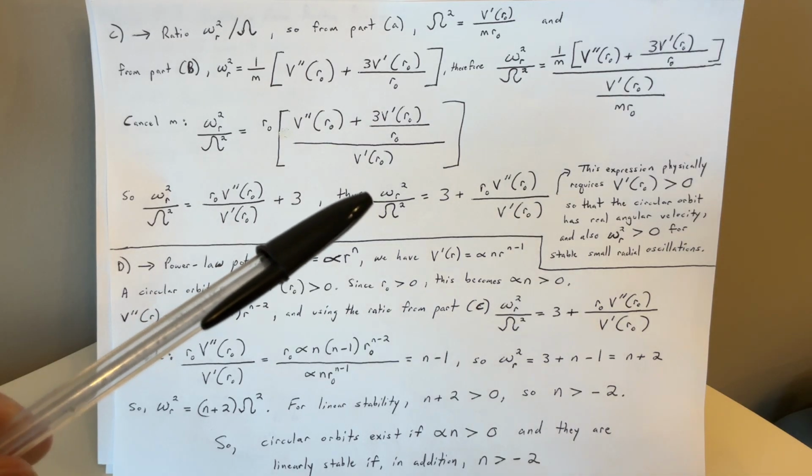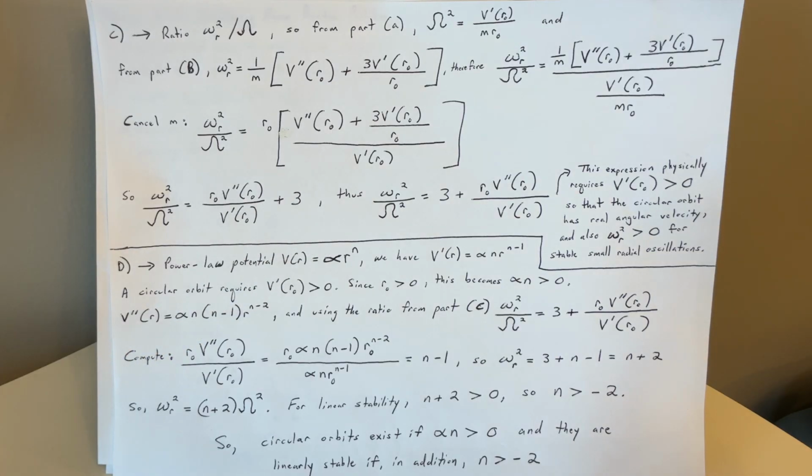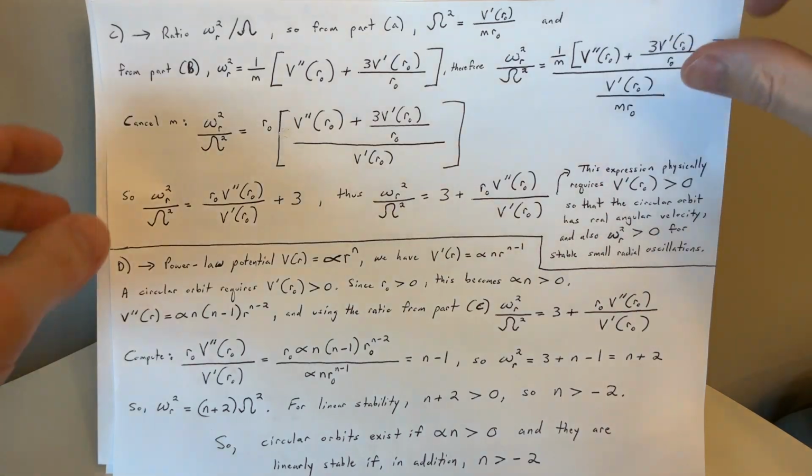Thus, lowercase omega sub r squared over capital omega squared equals 3 plus r naught V double prime of r naught divided by V prime of r naught. And this expression physically requires V prime of r naught be greater than 0 so that the circular orbit has real angular velocity. And also, lowercase omega sub r squared is greater than 0 for stable small radial oscillations. Okay, so that is part C.